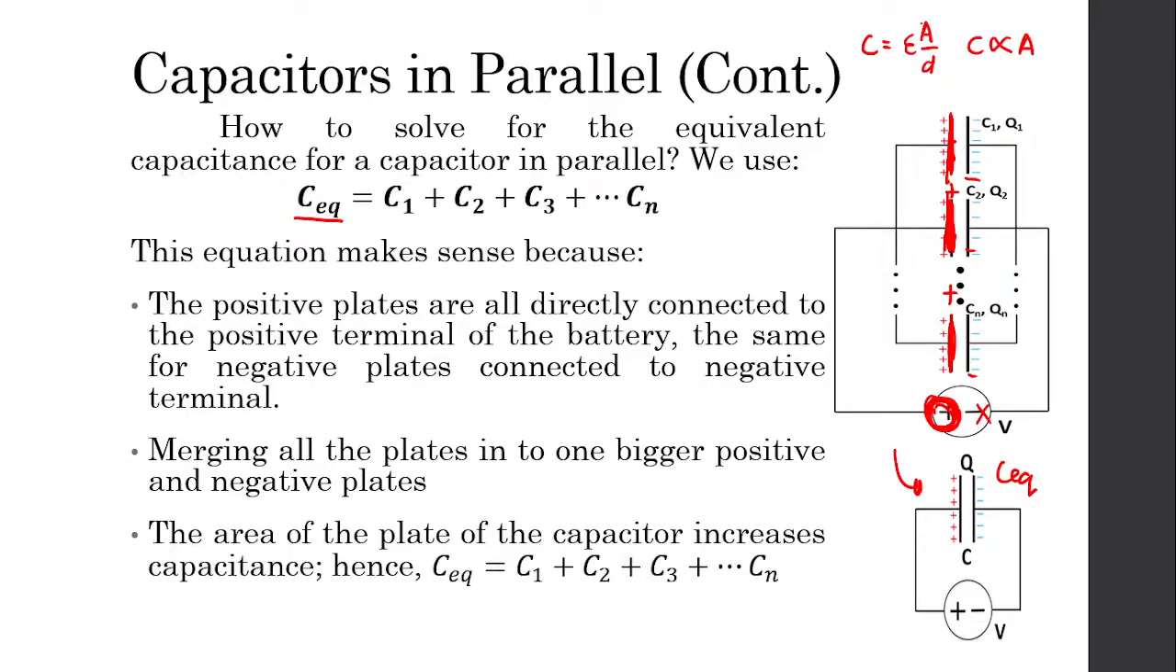The area of the plate of the capacitor increases the capacitance. We know this from our discussion in lesson 10. The capacitance is directly proportional to the area. By increasing the area, we are increasing the capacitance, and here we're basically merging all the areas. Therefore, we are just increasing the capacitance by adding all the individual capacitances.